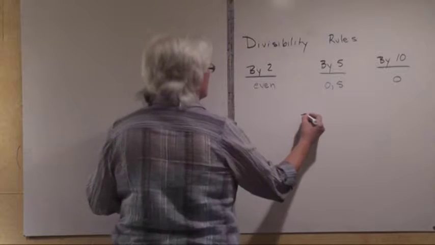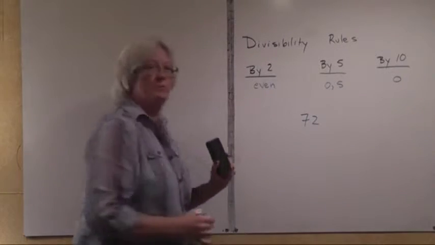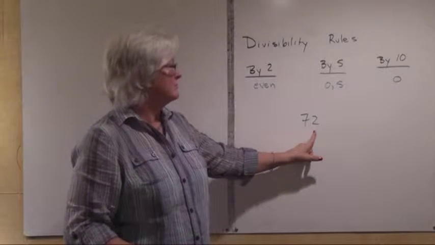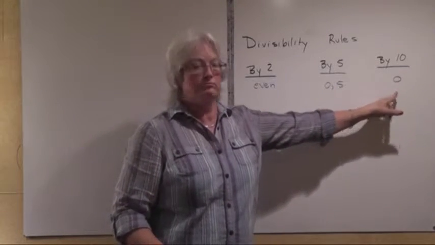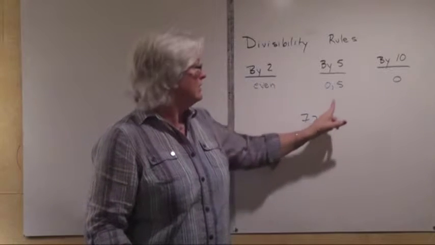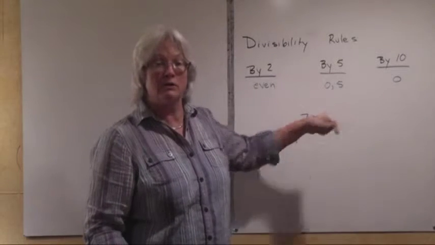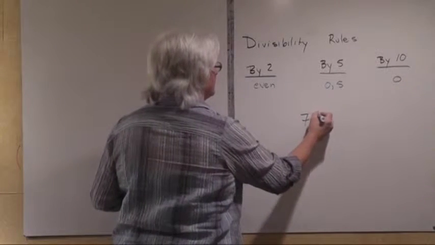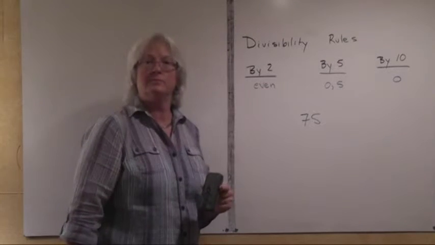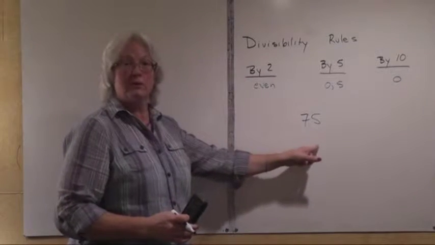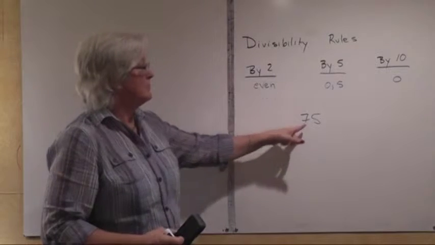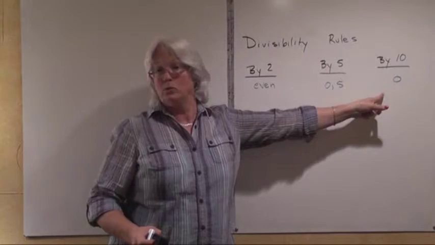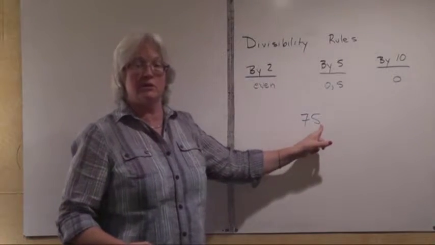If we have 72, is that divisible by 2? Yes. It's even. Is it divisible by 10? No, it doesn't end in a 0, and it doesn't end in a 5, so it's not divisible by 5. What about this one right here? 75. Is it divisible by 2? No, it's not even. By 5? Yes, it ends in 5. By 10? No, because it doesn't end in 0.